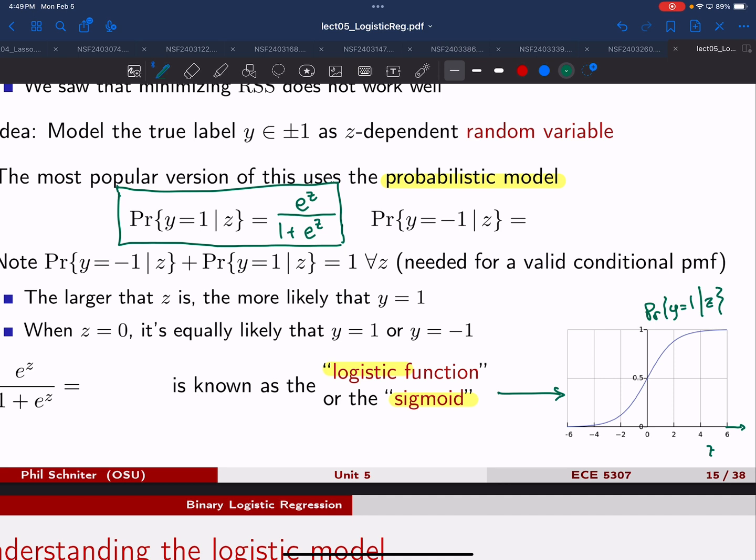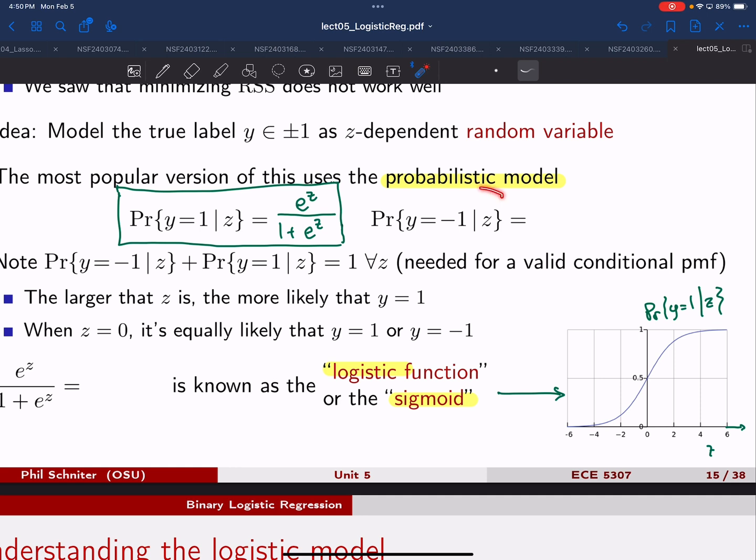Okay, good time to pause for questions. Is this making sense? Okay, no questions at all? Everybody good with this?